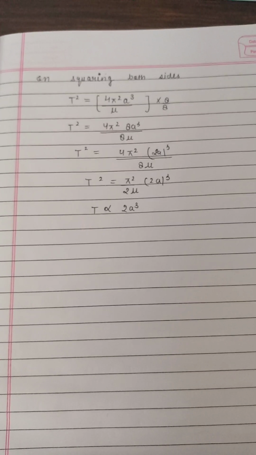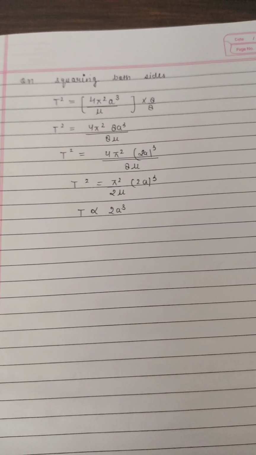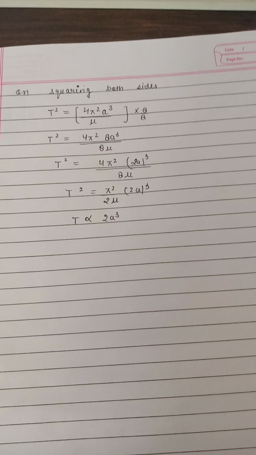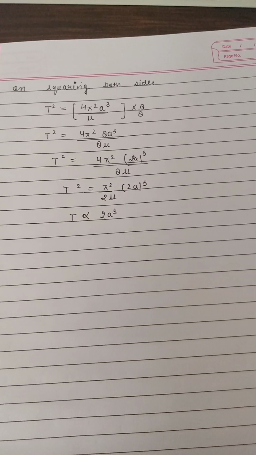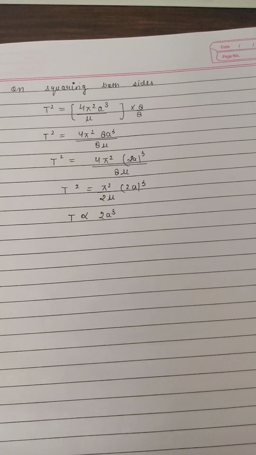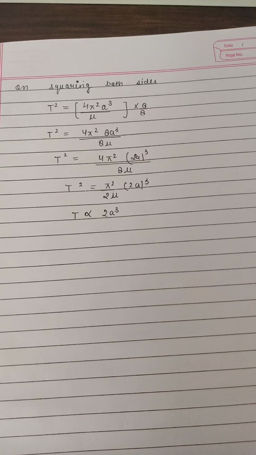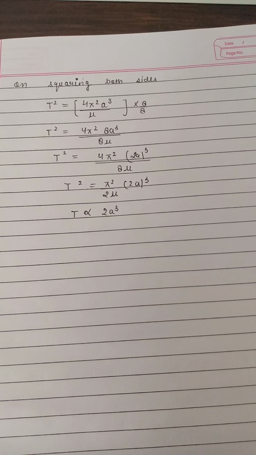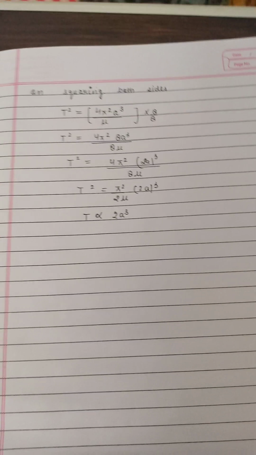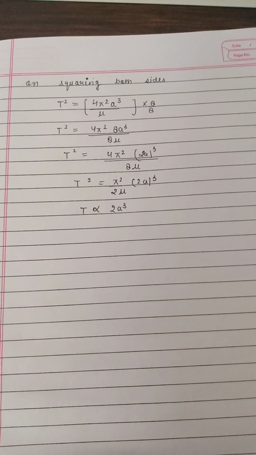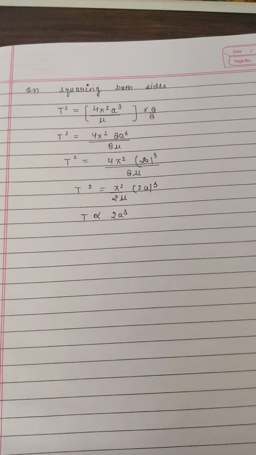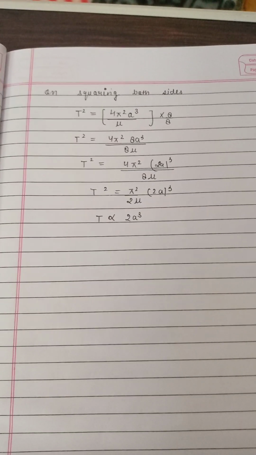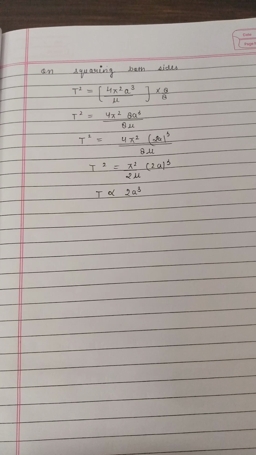On squaring both the sides, we get T² is equal to 4π²a³/μ. And on multiplying numerator and denominator by 8, we get T² is equal to 4π²·8a³/(8μ). 8a³ is written as (2a)³, so T² is equal to π²(2a)³/(2μ), and we can write this as T² is directly proportional to (2a)³. So this is the proof of the third law of Kepler's.